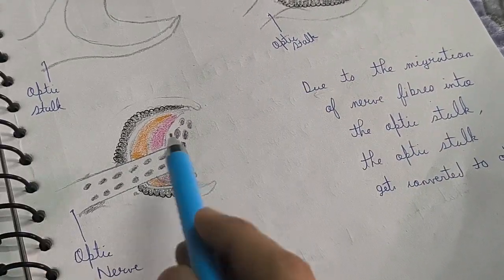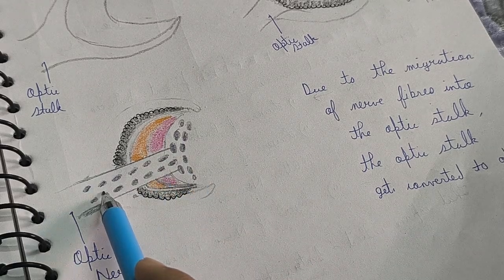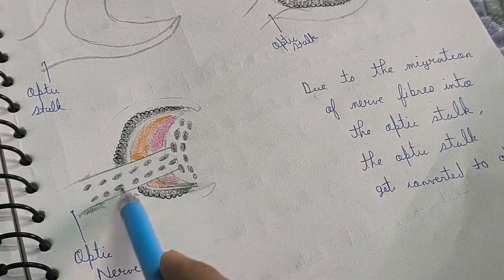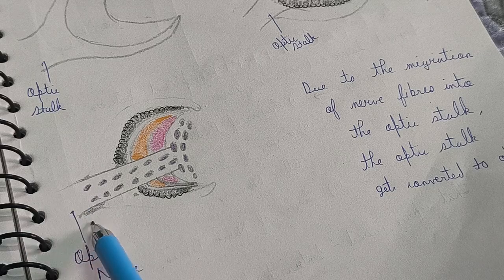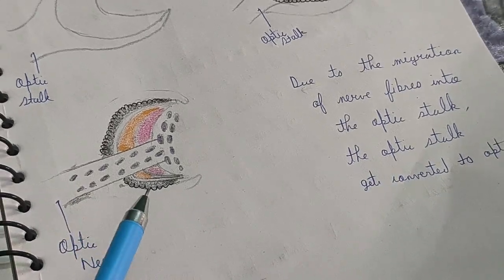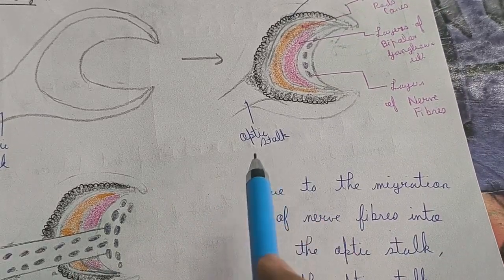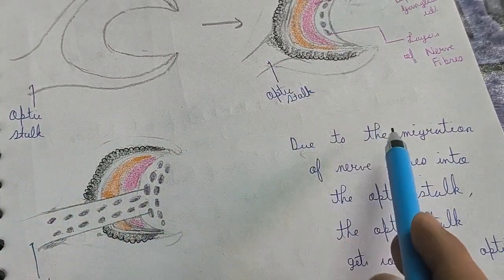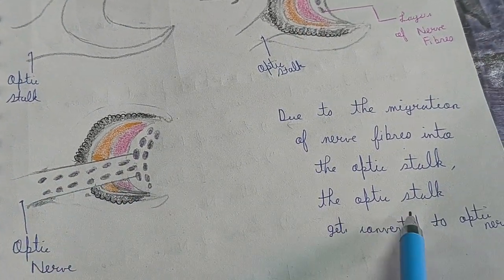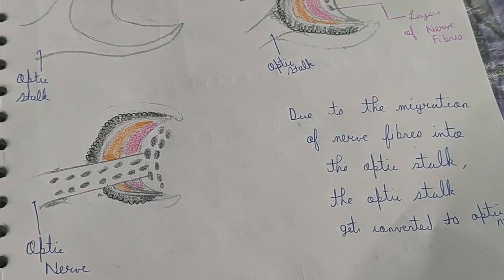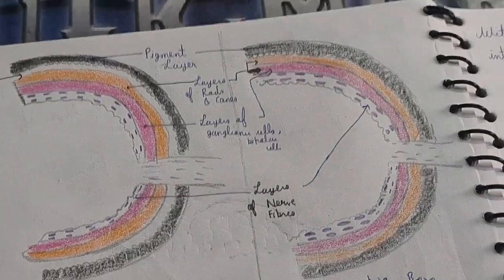But now you can notice that slowly these layers of nerve fibers are migrating into the optic stalk, and due to the migration of nerve fibers into this optic stalk, the optic stalk gets converted into optic nerve. So that's the formation of the optic nerve. Therefore I have written that due to the migration of nerve fibers into the optic stalk, the optic stalk got converted into optic nerve. So finally, this is the formation.